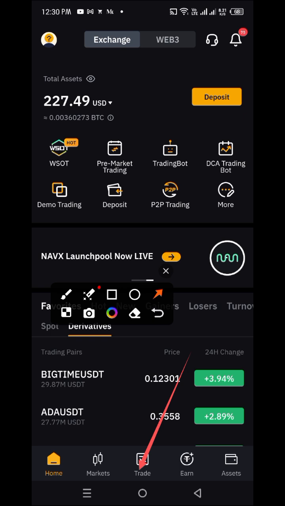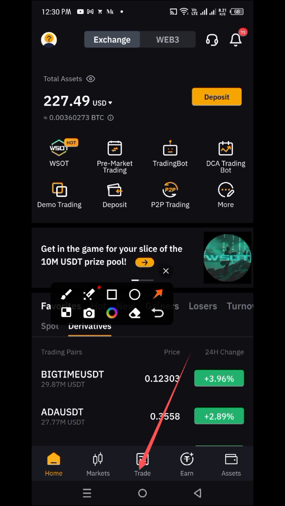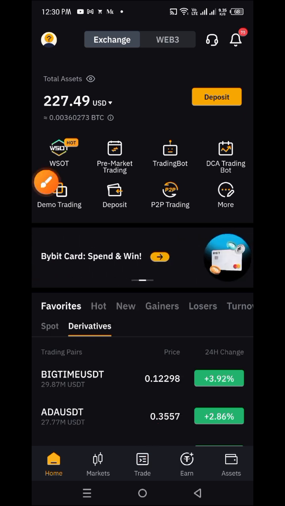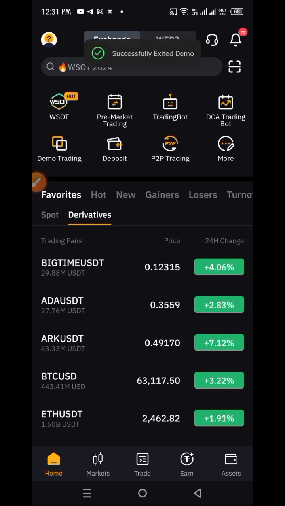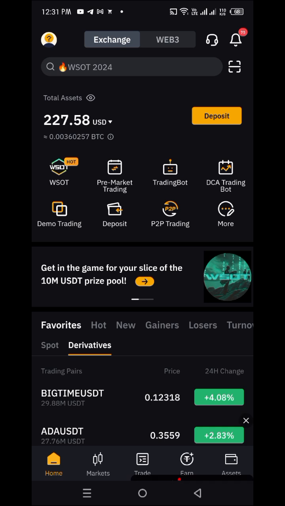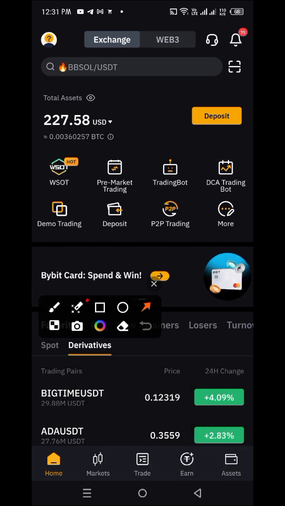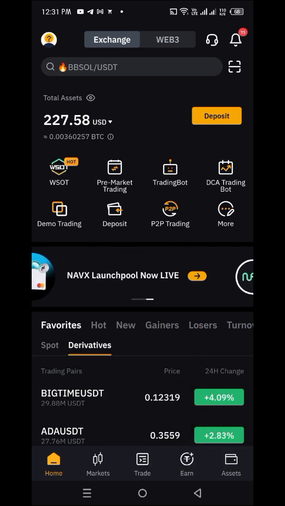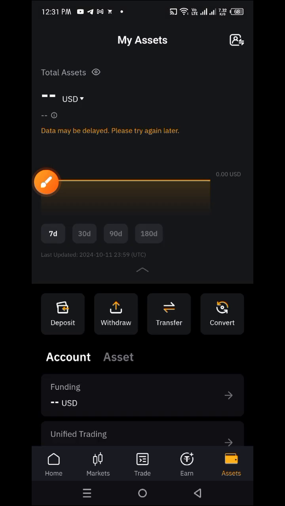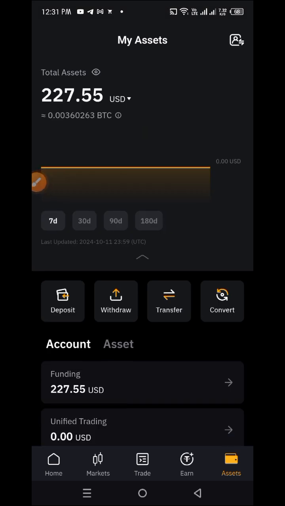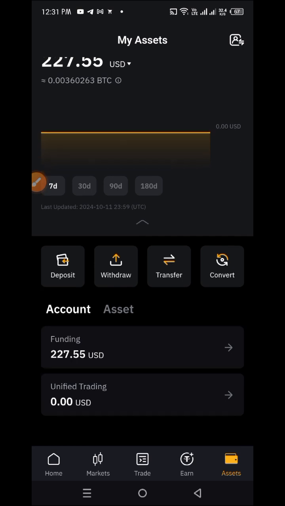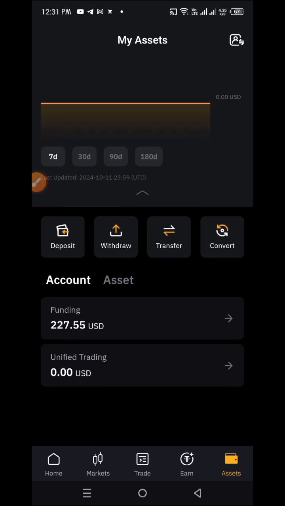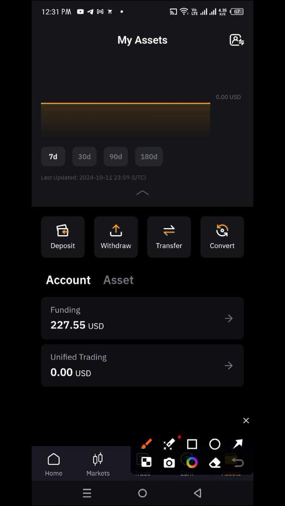We have trade. I think Bybit recently made a few changes to their interface. Okay, first of all, let's go to assets. You have assets right here. Click on it. For you to trade crypto, you can see I have money in my funding account.